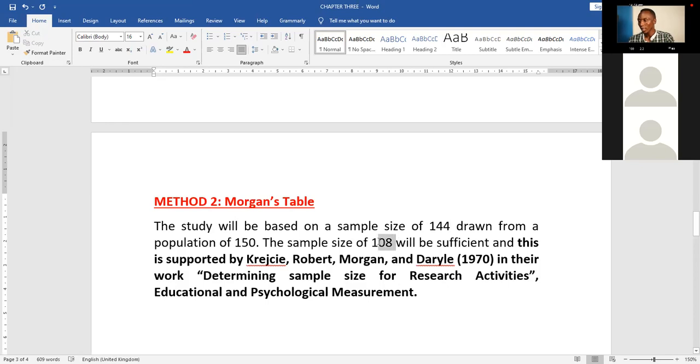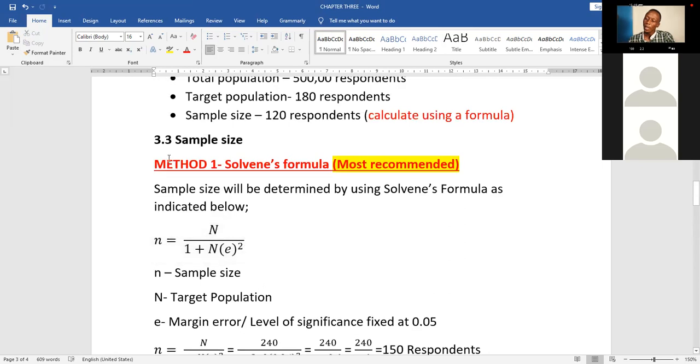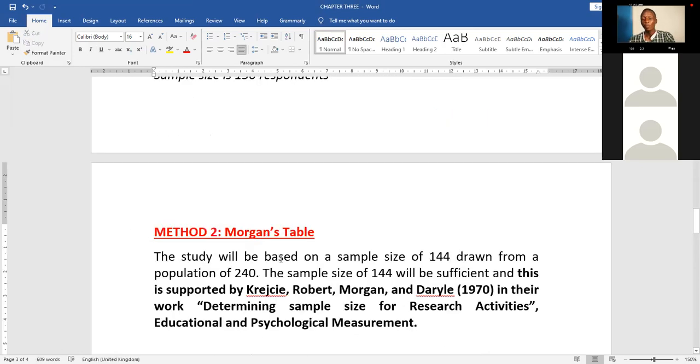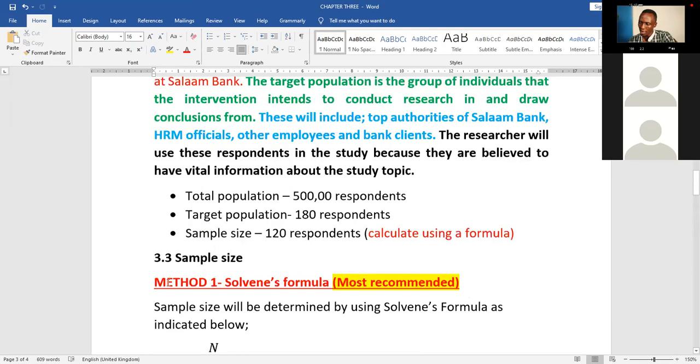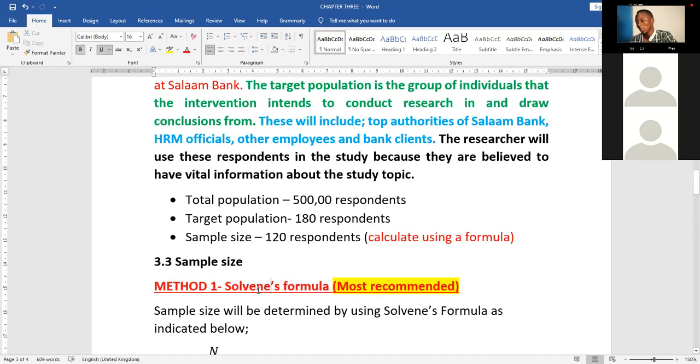So these 2 methods are totally different from each other, and both methods are correct. What does this mean? It means that if you want, you can use method 1, and if you want, you can use method 2. Both methods are correct, so it depends on what you want to use. But most supervisors usually prefer method 1, which is Slovin's formula.